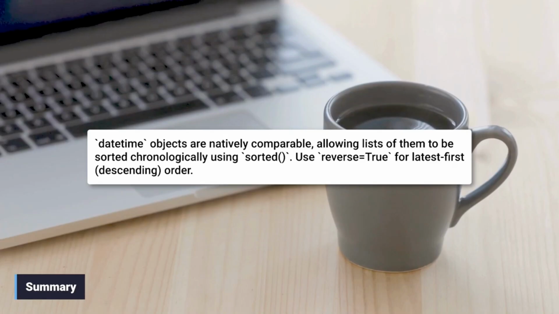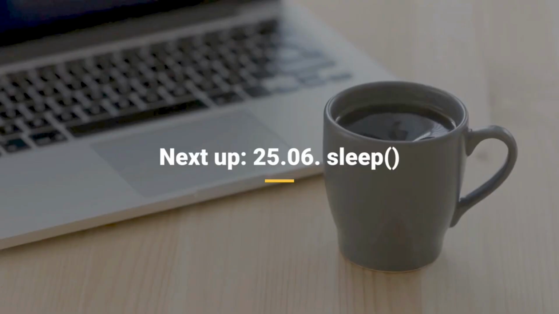To summarize, sorting time is straightforward in Python because the datetime objects handle the complexity. Our next lecture, 25.06, Sleep. See you there.